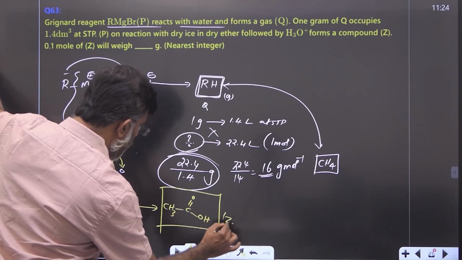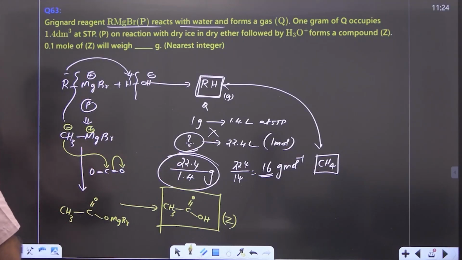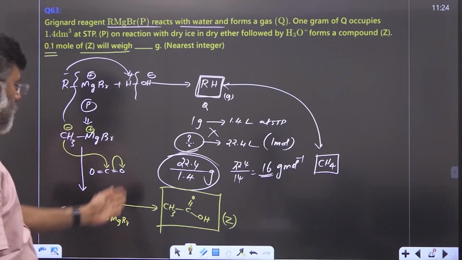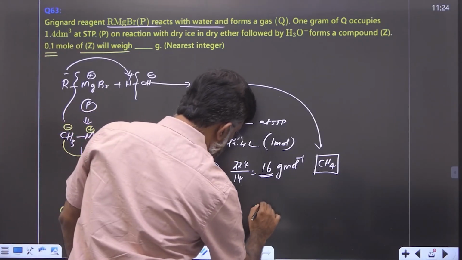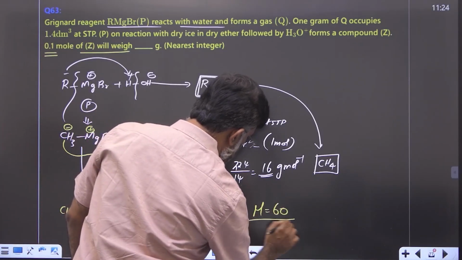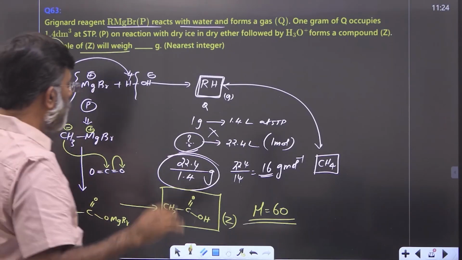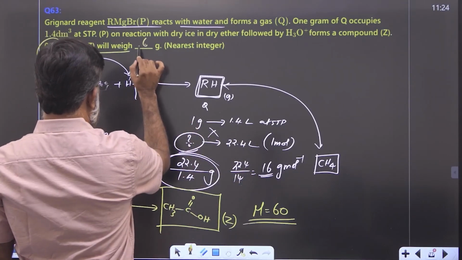That is compound Z. Now what is our question? 0.1 mole of Z will weigh. This is acetic acid. Acetic acid molar mass equal to 60. So 1 mole is 60. Therefore 0.1 mole will be 6. The answer is 6.